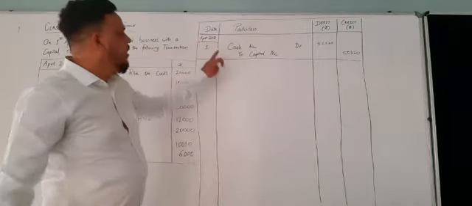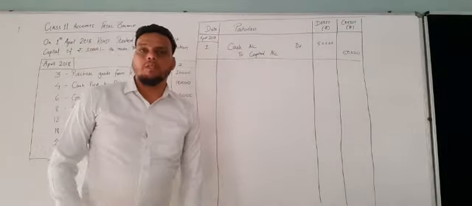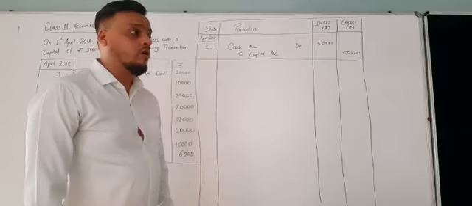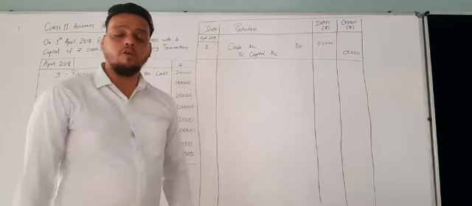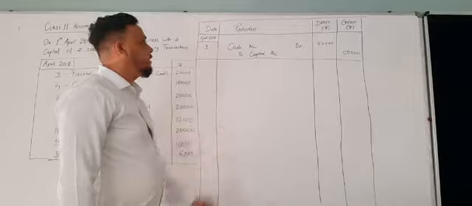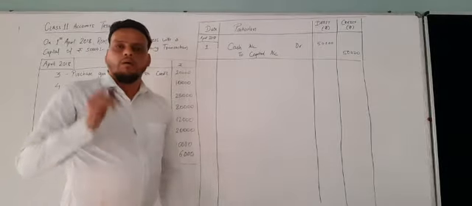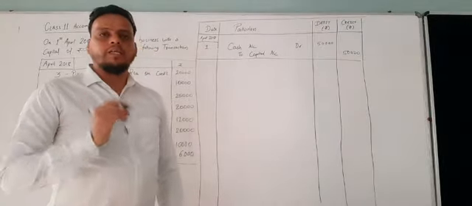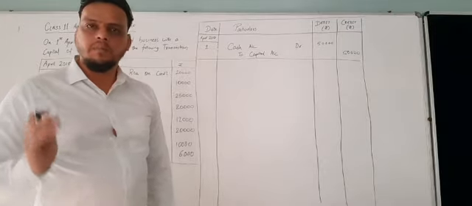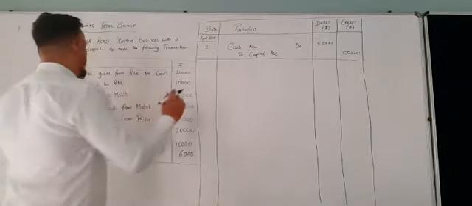Now I said I will not write being, but you have to write it compulsorily. If it is not written, then half marks will be deducted automatically. So what has to be written here? Capital has been introduced to start the business. It can be written in this way.